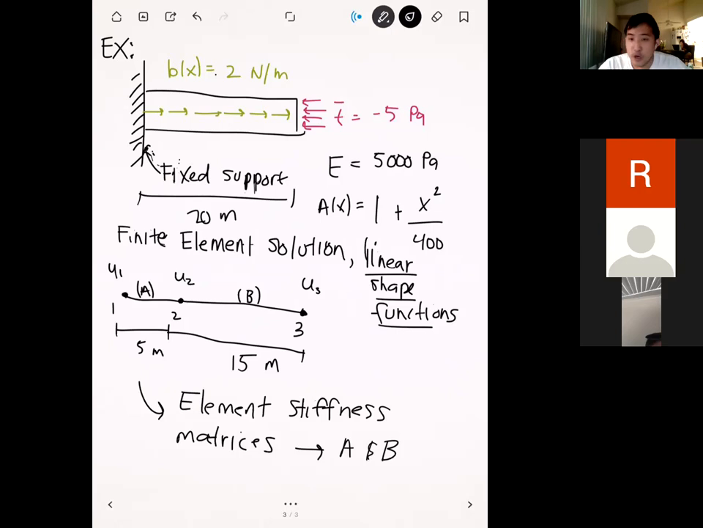So the choice of 2 elements for this problem was arbitrary. It was motivated by the fact that I didn't want to spend the whole lecture just writing out a bunch of matrices, so I'm only doing 2 elements. But in reality, yes, you can break it up into more elements, and it's going to lead to a bigger global system. In that case, it's going to take a little bit longer to form and to solve the problem, but you're going to get a more accurate solution.